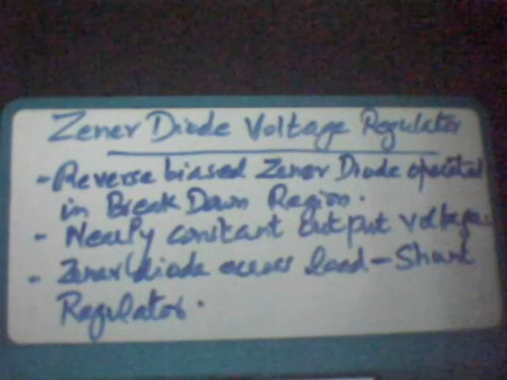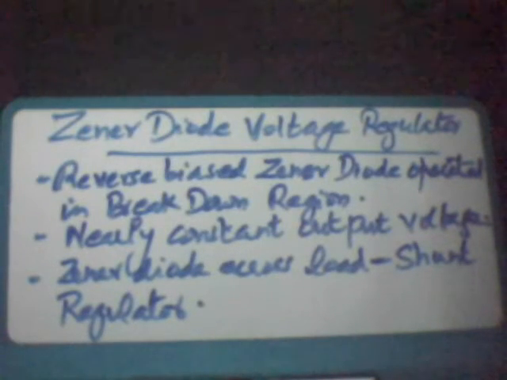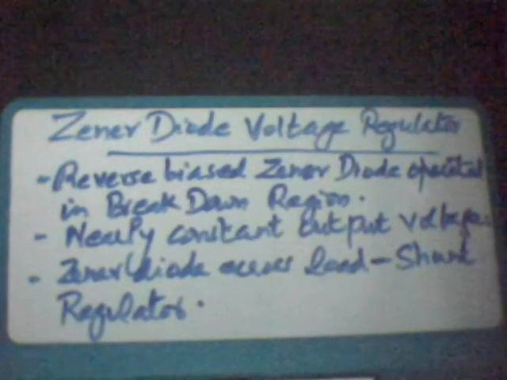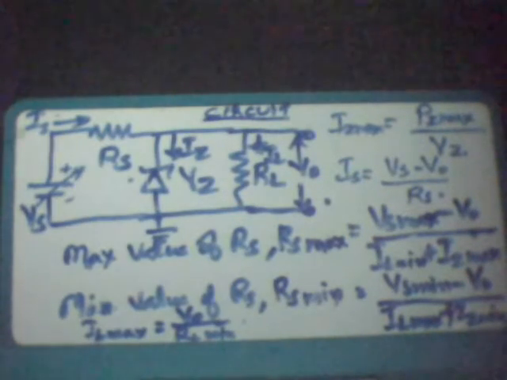A Zener diode provides constant voltage when operated in the reverse breakdown region, irrespective of the current through it and the variations in applied voltage. Thus, a Zener diode can be used as a voltage regulator to provide constant DC output voltage. The Zener diode is connected in parallel with the load, and the circuit is also known as a shunt regulator. So this is a circuit of a Zener voltage regulator.